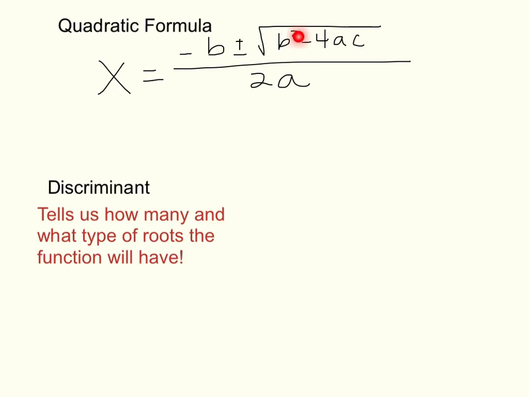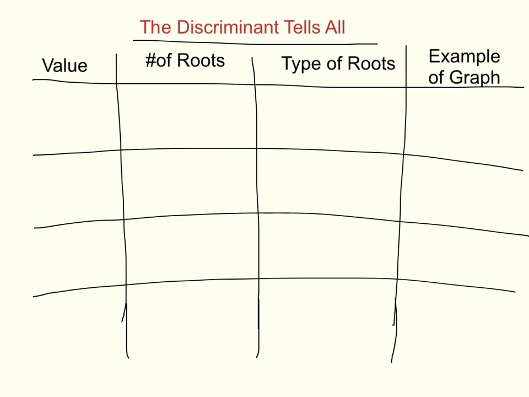And the discriminant is what's underneath the square root. So it has nothing to do with the square root itself. It's only b squared minus 4 times a times c. So once we find this discriminant number, it's going to be able to tell us about the roots. And so we're going to fill out this chart. You're going to have to be able to fill out a blank one, so make sure you get this all down. The discriminant is going to tell us, depending on its value, the number of roots, the type of roots, and you should be able to do an example of a graph from that.